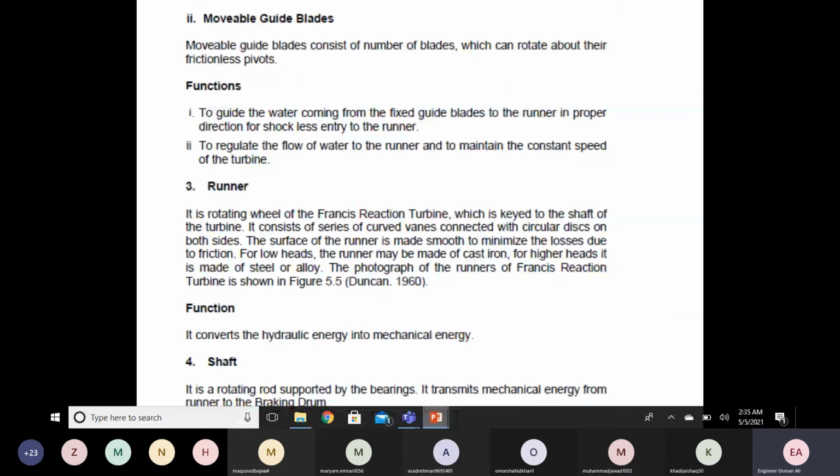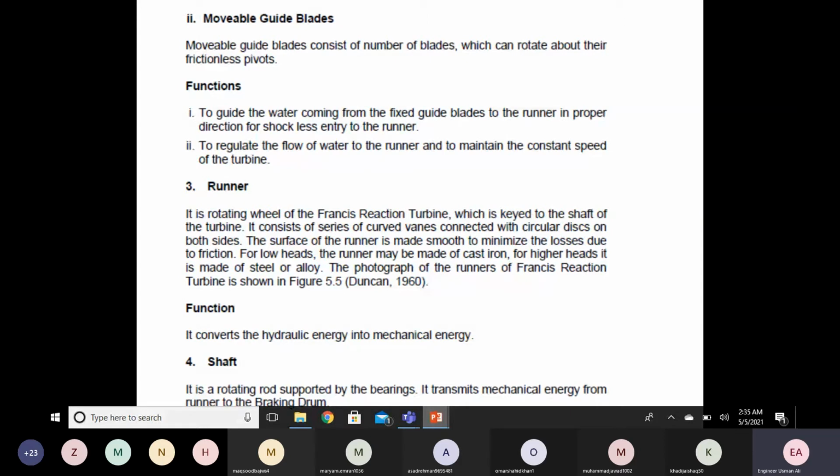The surface of the runner is made smooth to minimize the losses due to friction, because water has to glide over the blades of the runner, so they are made smooth. For low heads, runner may be made of cast iron, and for higher heads, it may be made of steel or alloy. The photograph I have shown for the runner. Function is to convert hydraulic energy into mechanical energy. So runner rotates and converts the hydraulic energy into mechanical energy.